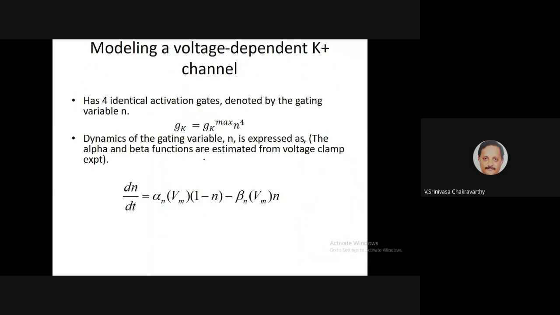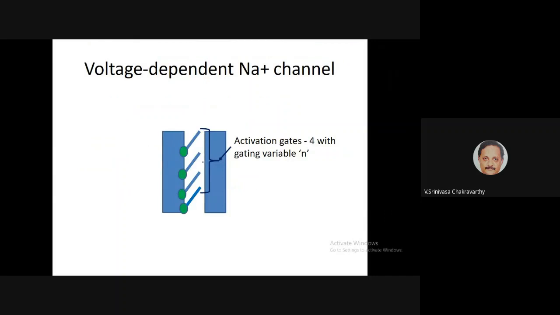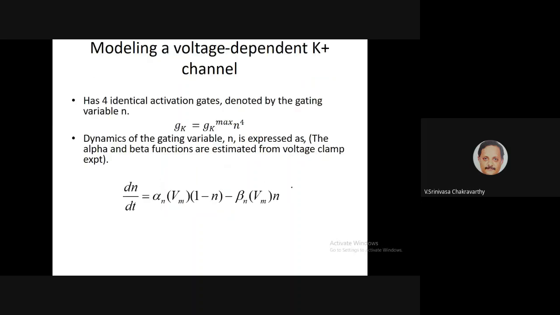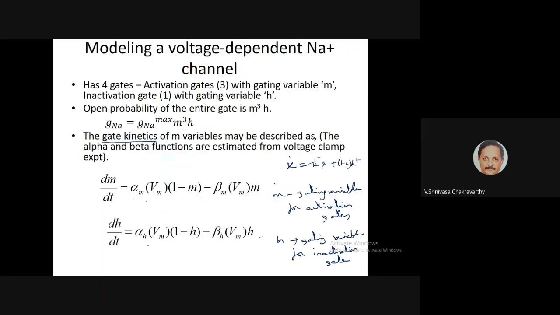Similarly, for potassium, there are again 4 gates. In this case, life is much simpler. There are just 4 activation gates, and the gating variable for them is n. That's given by this equation: dn by dt is equal to alpha n times, and so on.